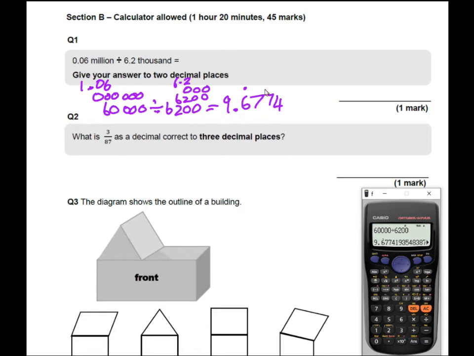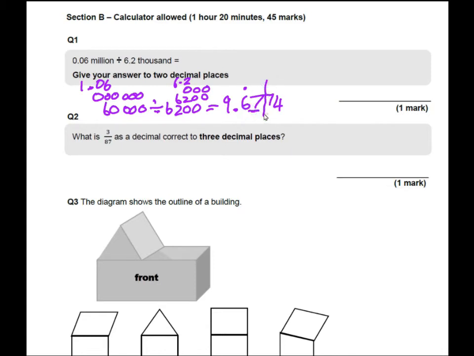So we need to round it to 2 decimal places. Look at the next number along, which is a 7. So the 7 that we're interested in needs to go up to an 8. So our answer to 2 decimal places is 9.68.